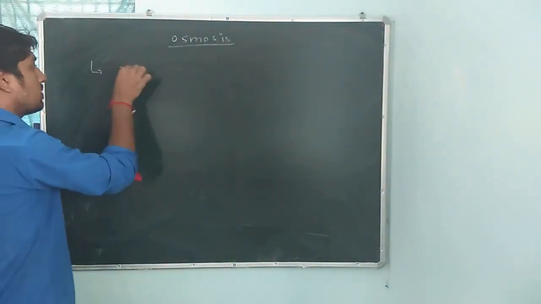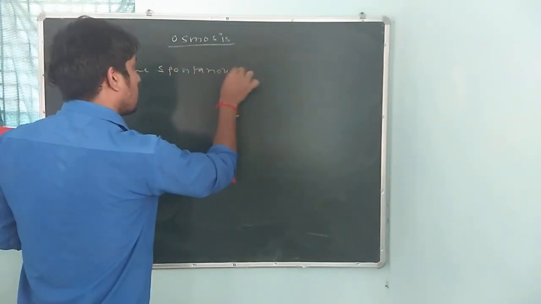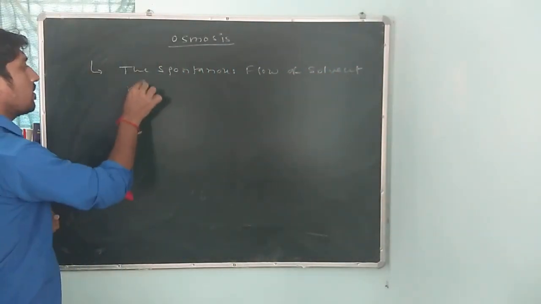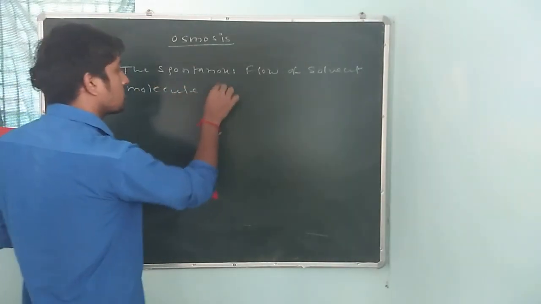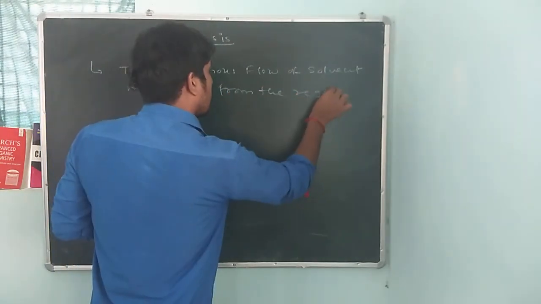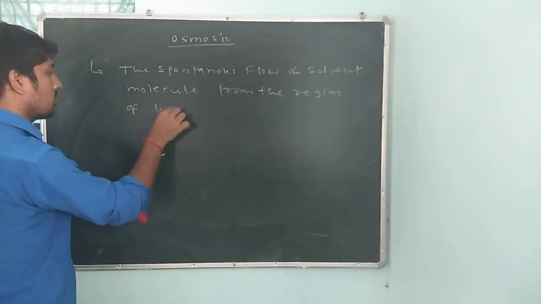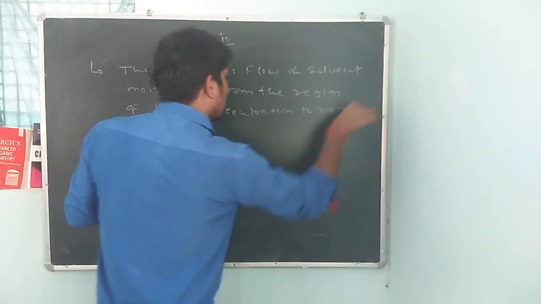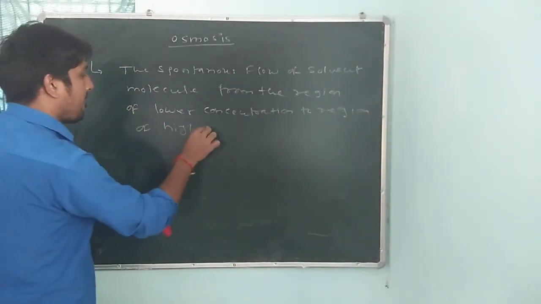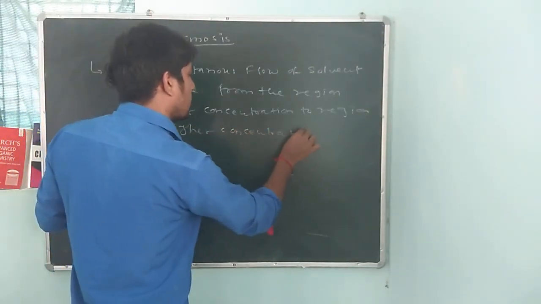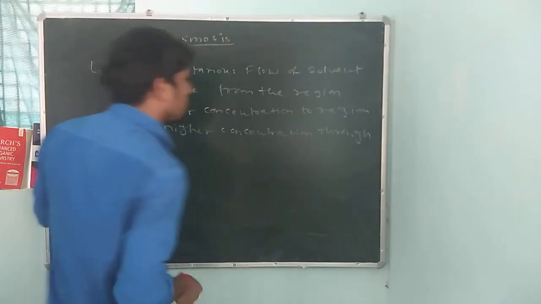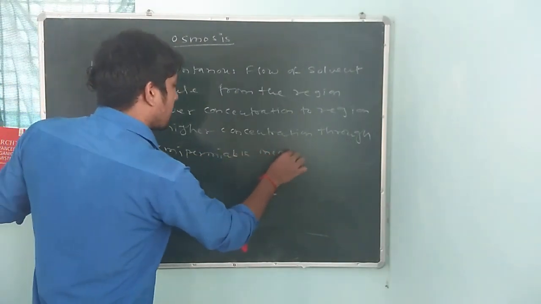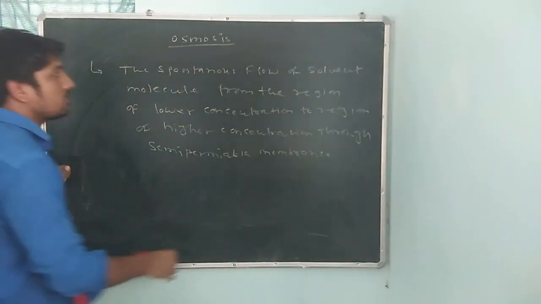The definition is the spontaneous flow of solvent molecules from the region of lower concentration to the region of higher concentration through semi-permeable membranes. So this is the definition of osmosis.